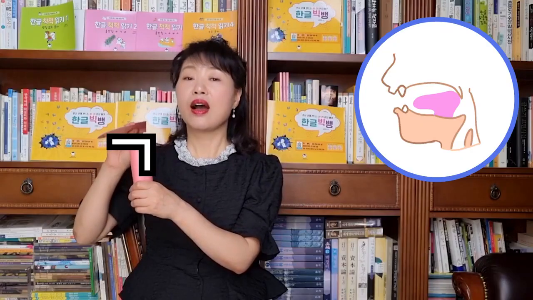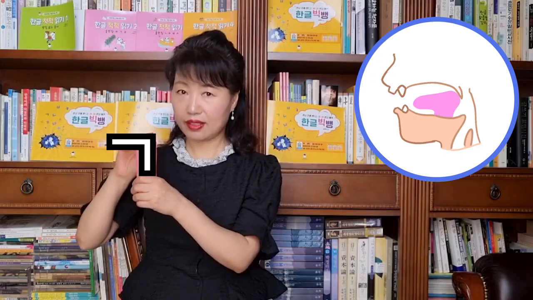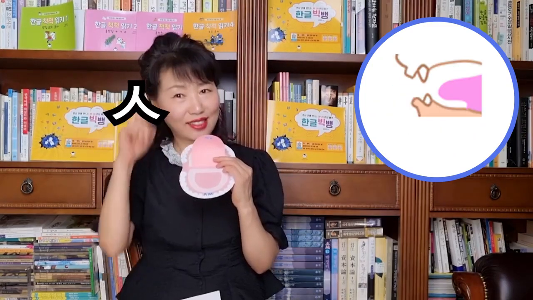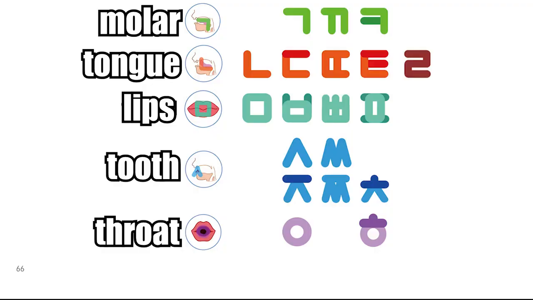G, the root of the tongue blocking the throat. N, the tip of the tongue touching the upper gums. M, the shape of the lips. S, the shape of the tooth. Ng, the shape of the throat. Similar sounds pronounced at the same articulation point are represented by letters of similar shape.